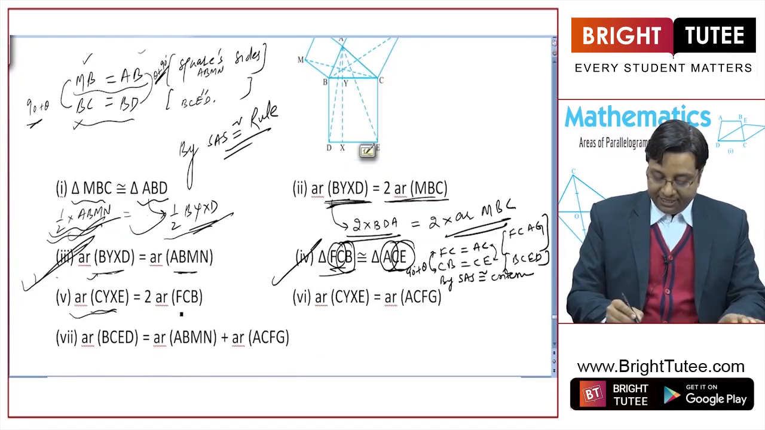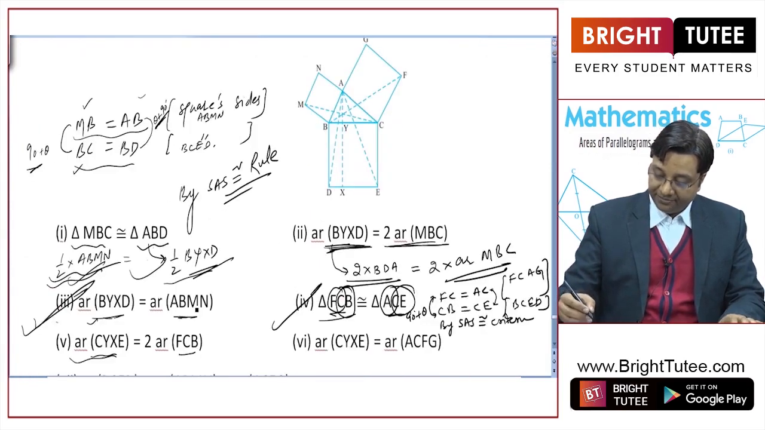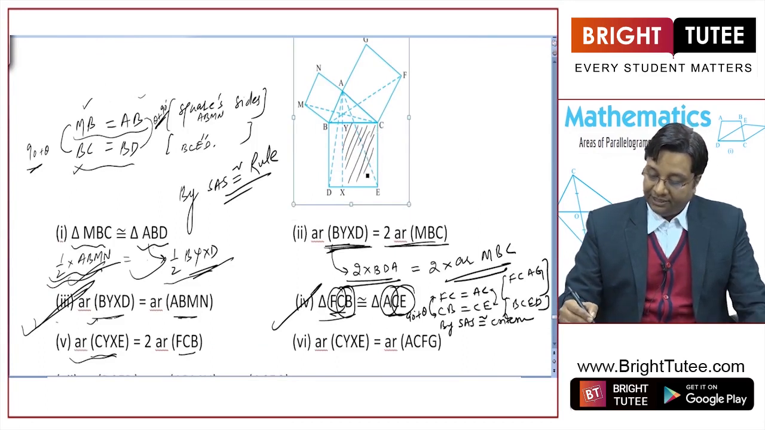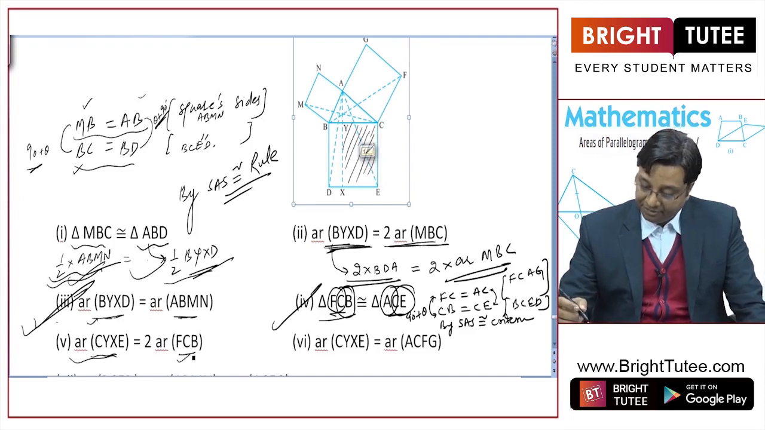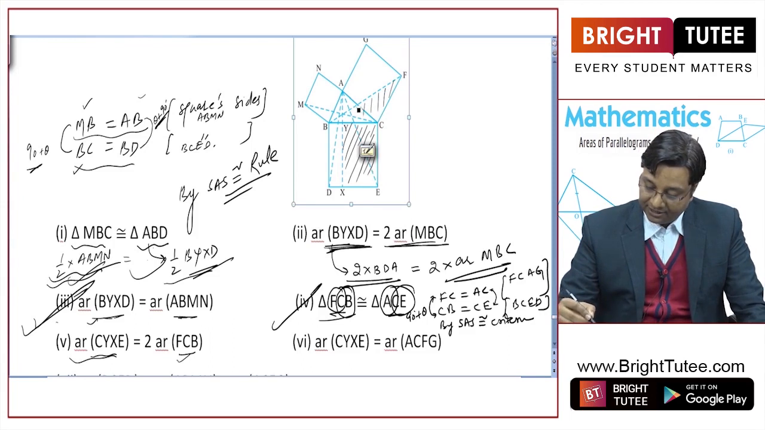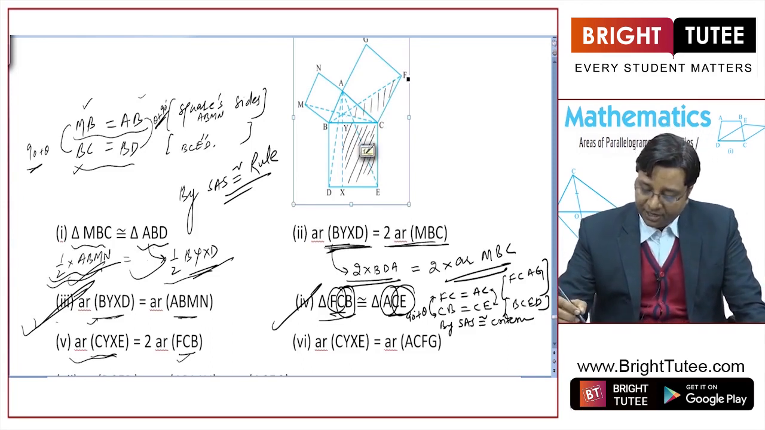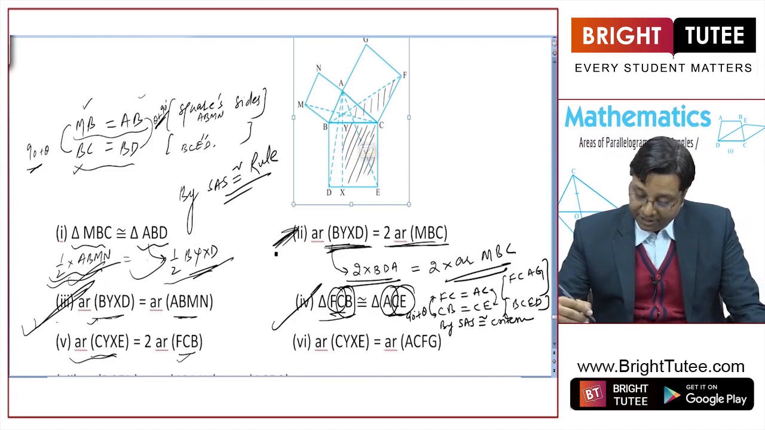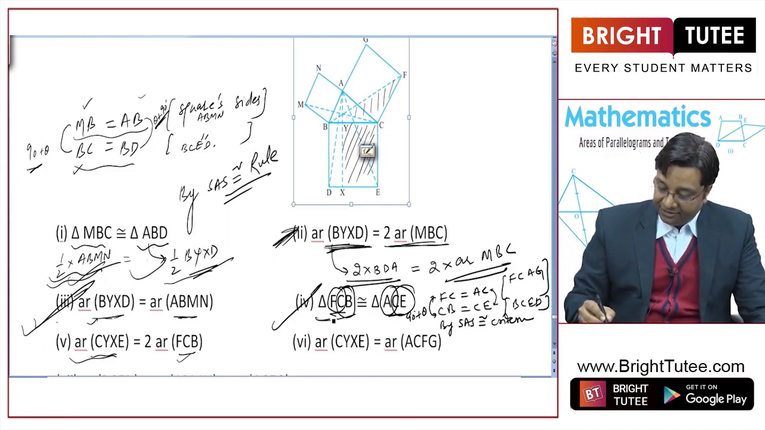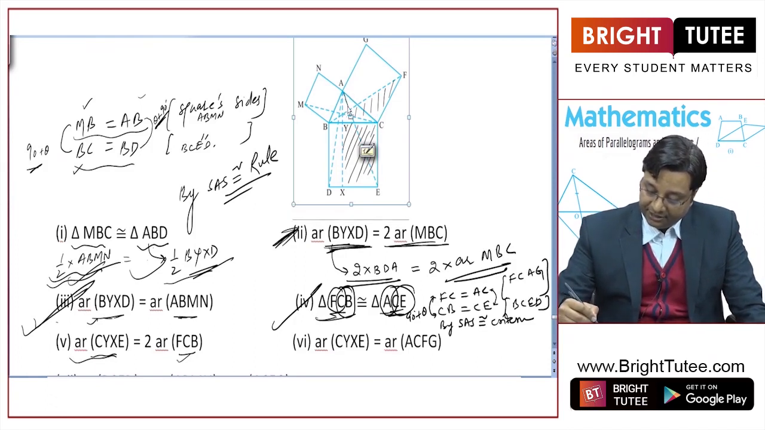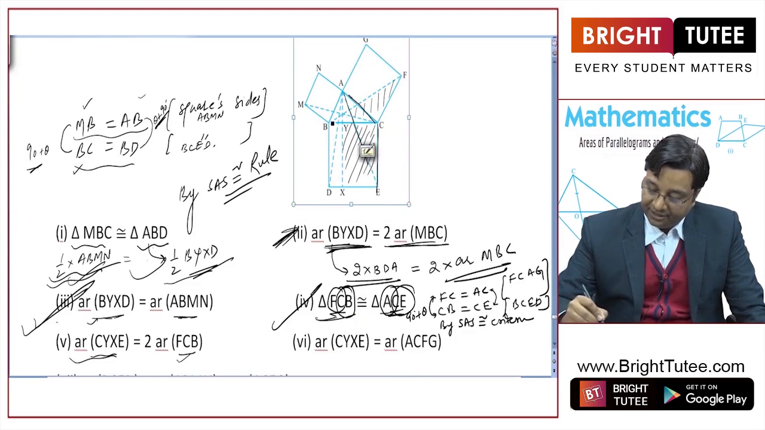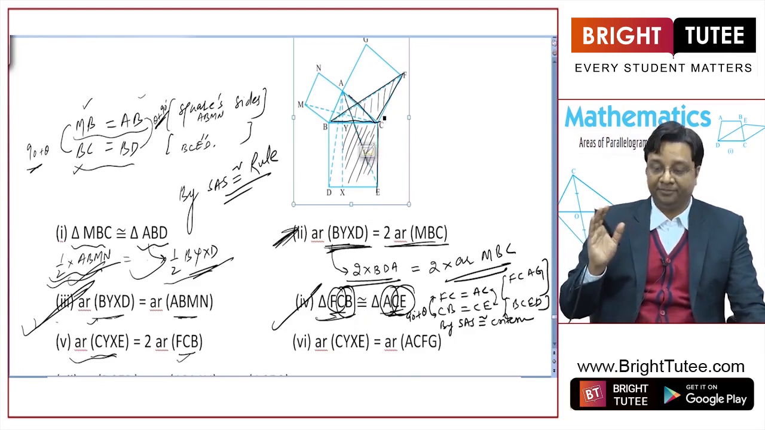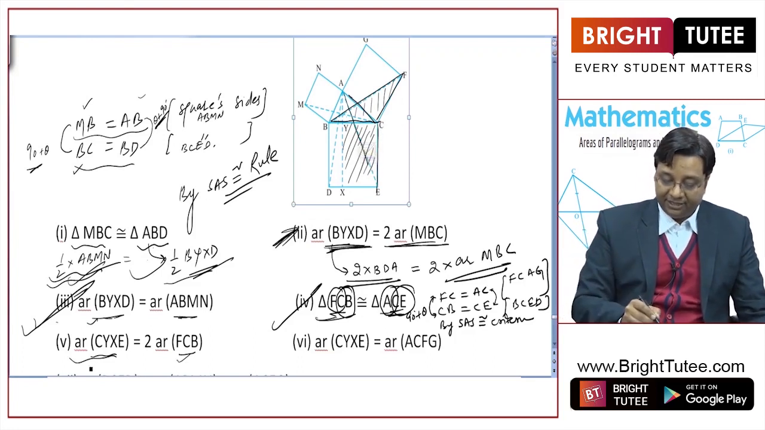And fifth part, CYXE and FCB. What is the relation? This is the rectangle CYXE, and we need to compare it with FCB. Where is FCB? This triangle is FCB, right? So how can we compare these two areas? We can compare these as we did in the first part, because we have already proved that triangle FCB and ACE are congruent. This triangle ACE and this triangle FCB are congruent, hence these have equal areas. Now these areas are halves of the area that we are looking for, CYXE.